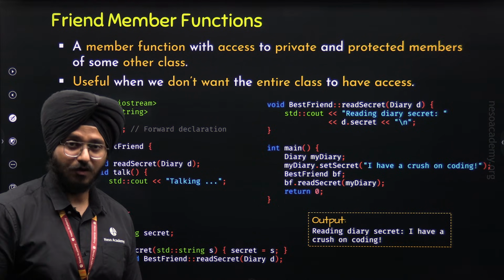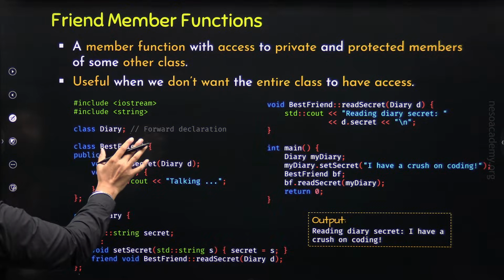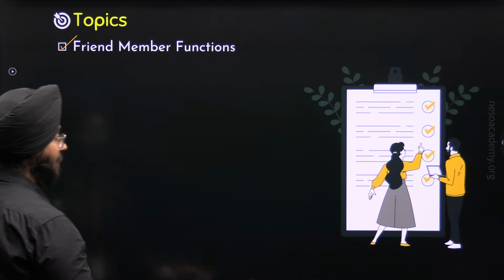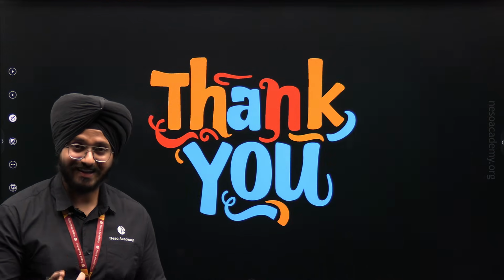So with this, we have learned friend member functions properly, and this means we are done with the topic friend member functions, and we are done with this lecture.